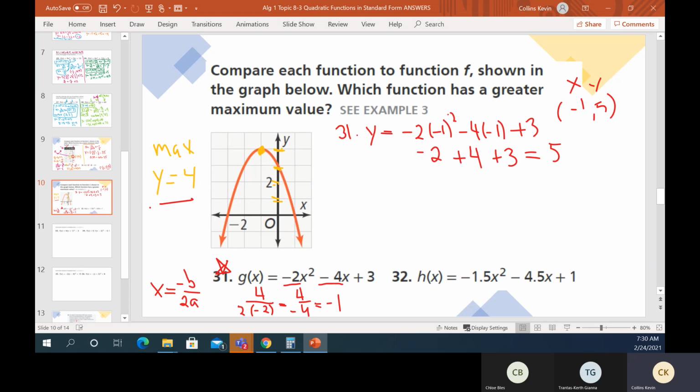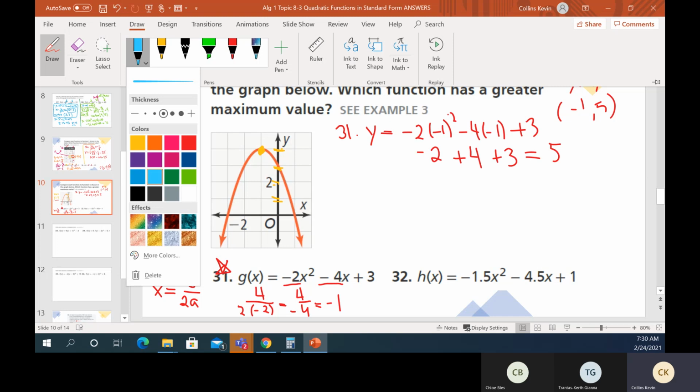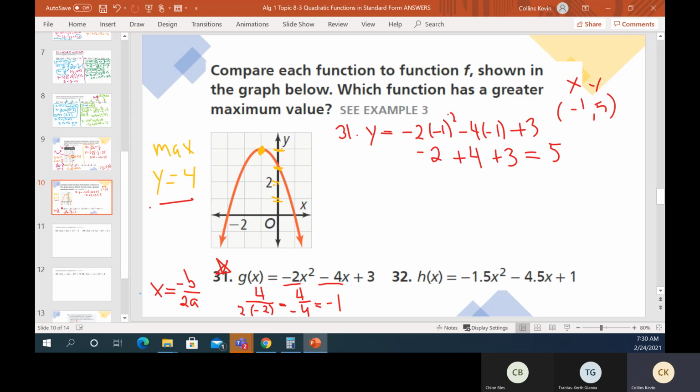All right, so we do 32. And 32's got some decimals in it. That's kind of a pain, but we'll manage. All right, so let's go ahead and change colors. So this one, same thing. You're going to take this one, switch the sign, so it's going to be positive 4.5. And then this one is going to be doubled up. So it's 2 times negative 1.5.